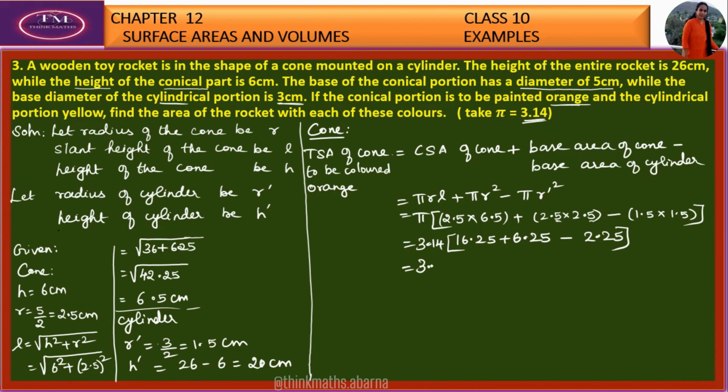So 3.14 into, now we have to calculate this. 16.25 plus 6.25. Adding this, 5 plus 5 is 10, 2 plus 2 is 4, 4 plus 1 is 5. Now 6 plus 6 is 12, balance 1. So 1 plus 1 is 2. So it is 22.50.